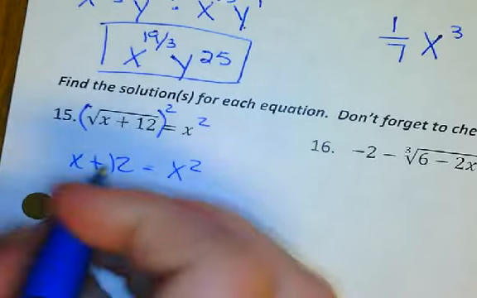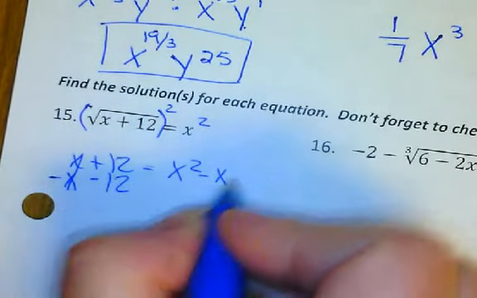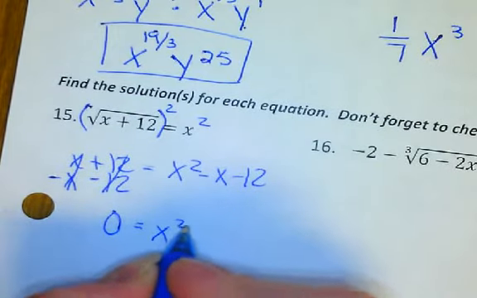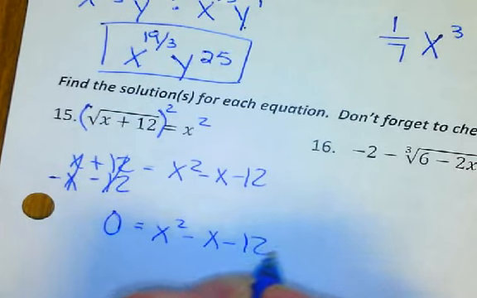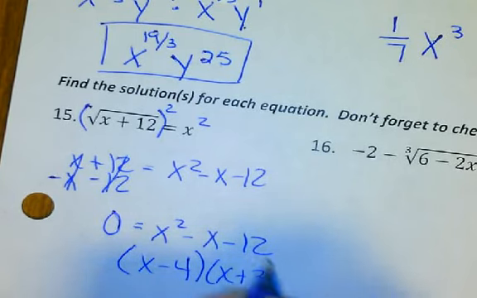Now, because I have an x squared, I need to make it equal 0 so I can factor and solve. So I'm going to move everything to the other side. So that gives me 0 equals x squared minus x minus 12. If I factor that, I get x minus 4, x plus 3, x equals 4, and x equals negative 3.